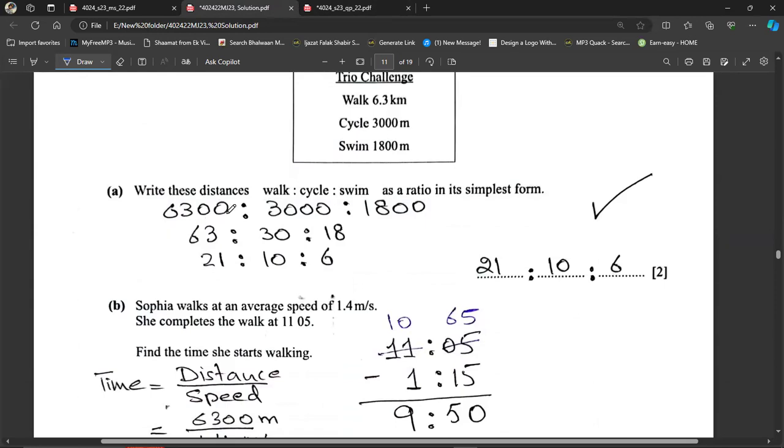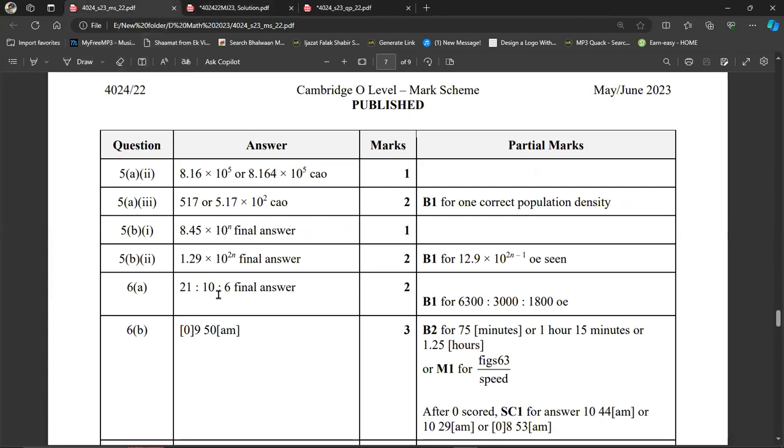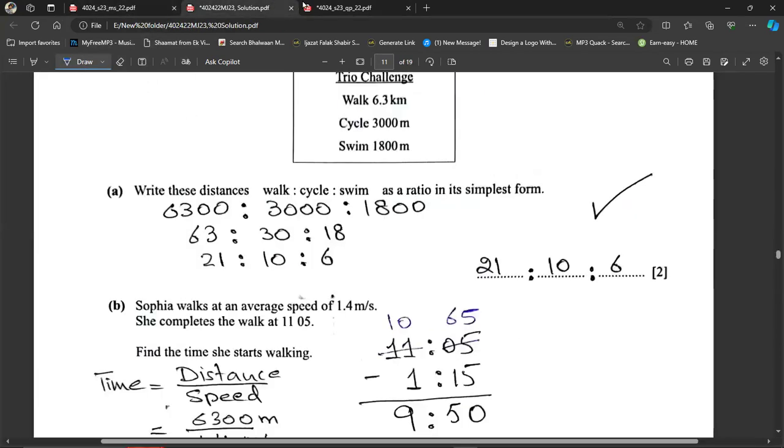So cancel these two zeros. So 63 to 30 to 18. So divide by 3. So you will have 21 to 10 to 6. So 21 to 10 to 6 is my answer. I hope you understand. 21 to 10 to 6 is the answer, sir.